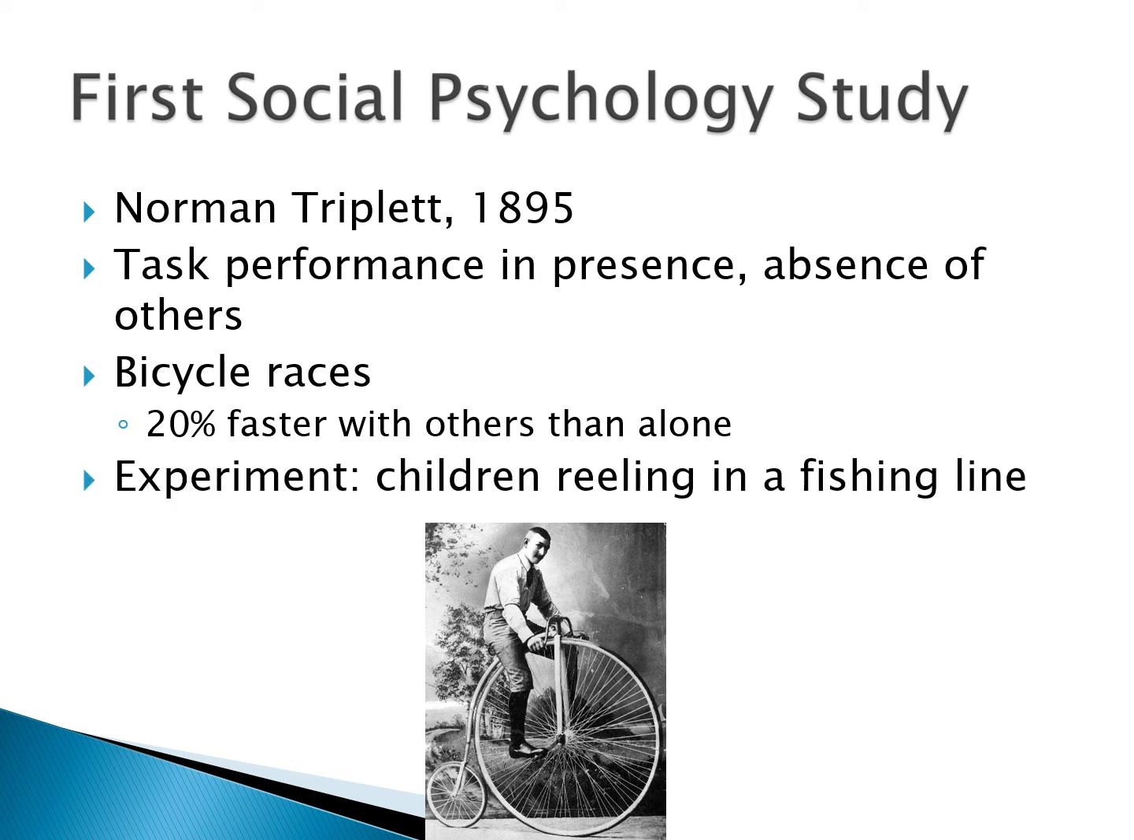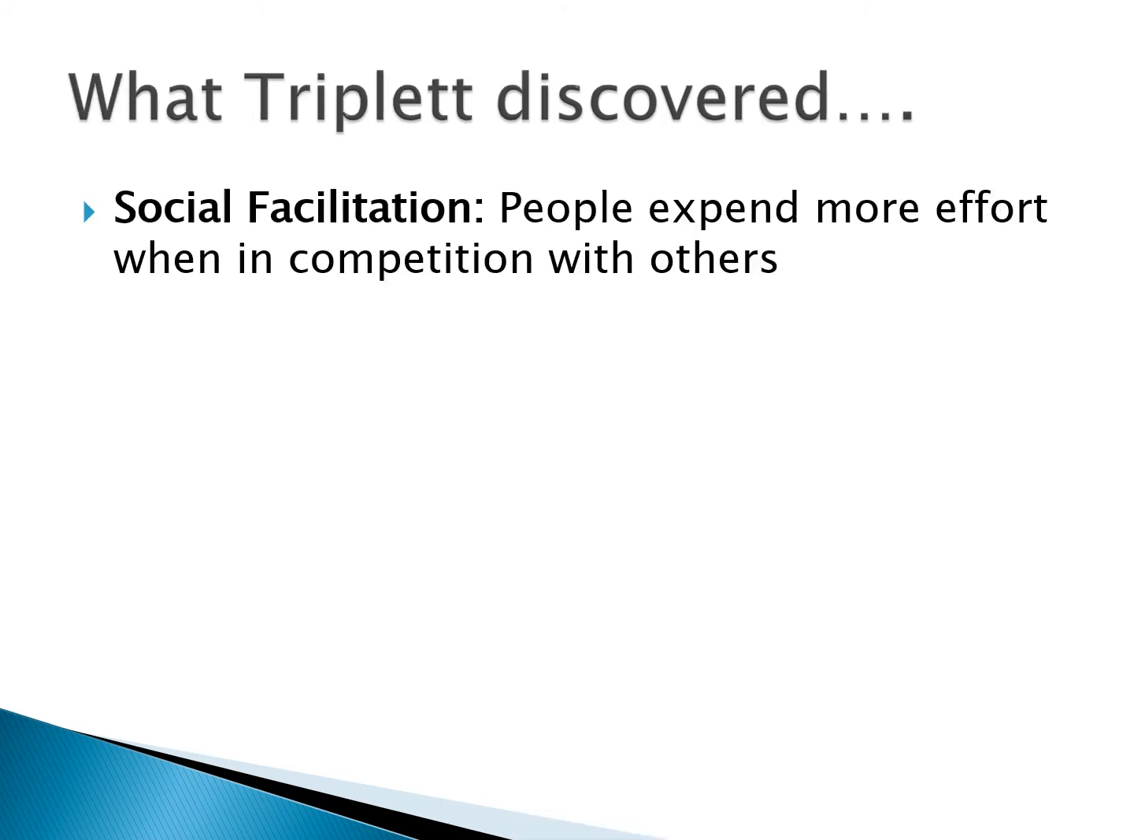So he set up a systematic experiment where he randomly assigned children to reel in a fishing line as fast as they could, and half of them were assigned to do so in the presence of others also doing the task, and half of them were assigned to be by themselves. And he found consistent results where the children who were in competition with others were always, on average, faster. So what he discovered was the principle of social facilitation. And social facilitation is the basic concept that people expend more effort when they're in competition with others.